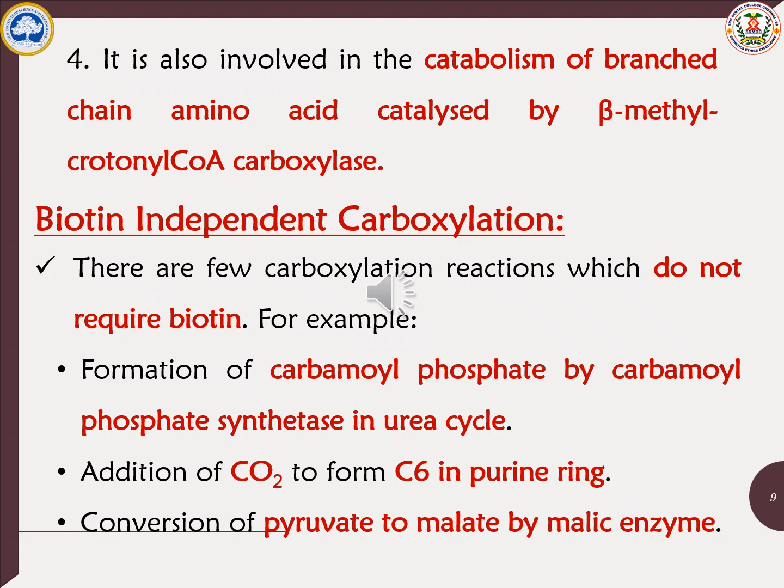And also the incorporation of CO2 at C6 in the purine ring formation, where the carbon dioxide incorporation is done without the presence of biotin, and also the malic enzyme converts pyruvate into malate independent of biotin. So all the enzymes involved here are different. They are not carboxylase enzymes. Which means the carboxylase enzymes only require biotin as the carbon dioxide carrier, whereas the other enzymes can also perform the carboxylation reaction independent of biotin.